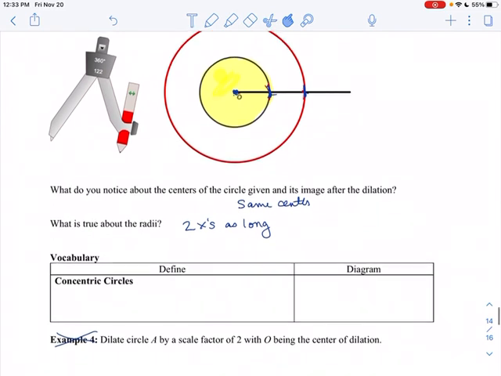Concentric circles are circles with the same radius. I'm sorry, circles that have the same center. The radius is not the same. So it's sort of like a circle within a circle. Here's a circle, here's another circle. All right, there's a circle within a circle.